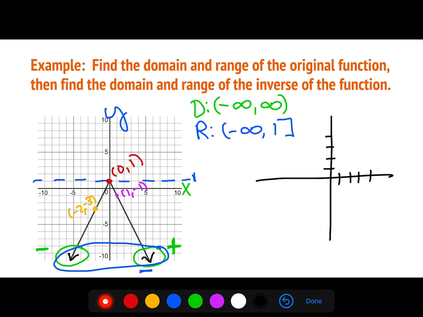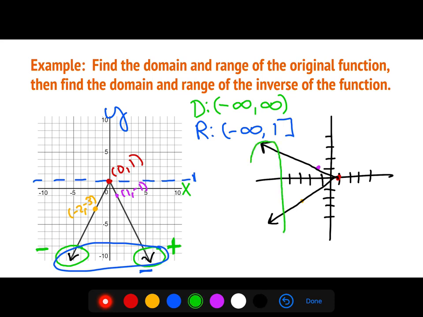And I'm going to try and replot those. Switch x and y, that's our main idea. So 1, -1 becomes -1, 1. 0, 1 becomes 1, 0. And -2, -3 becomes -3, -2. Connect those dots. And look what my V has done. It's gone that direction now.